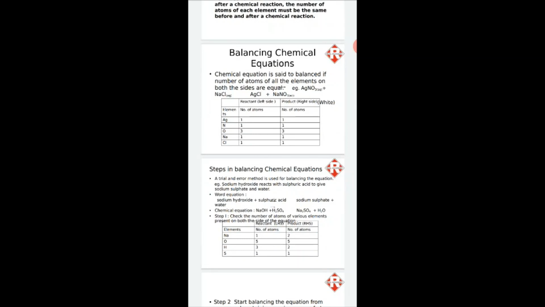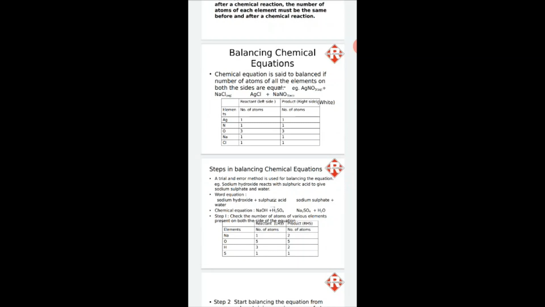Now we are making a table and a chart. In this table you see that 3 columns are there. First is the element, second is the reactant, the left side of the chemical reaction equation, and third is the product, the right side of the chemical equation. Now one by one we write the symbol of elements, the number of atoms on the LHS and the number of atoms on the RHS.